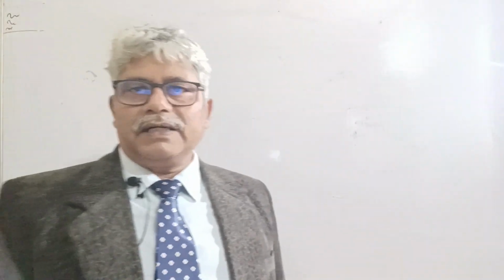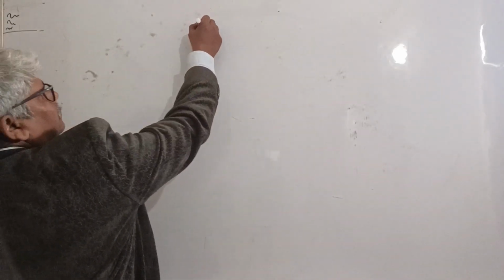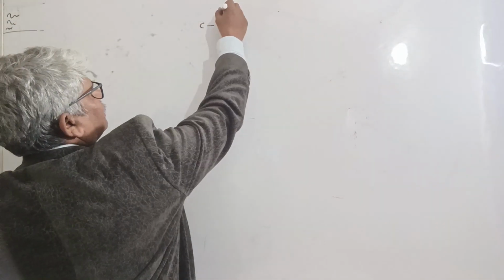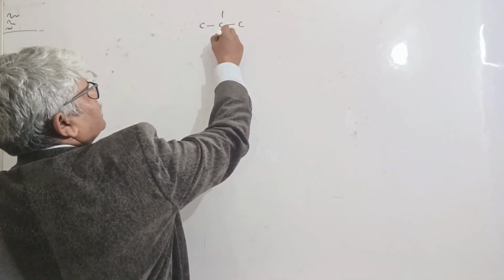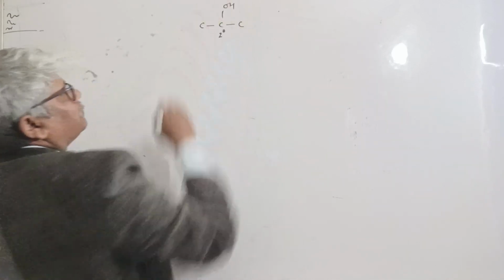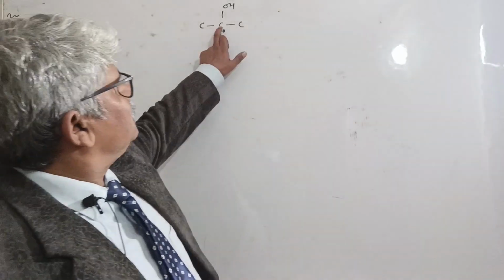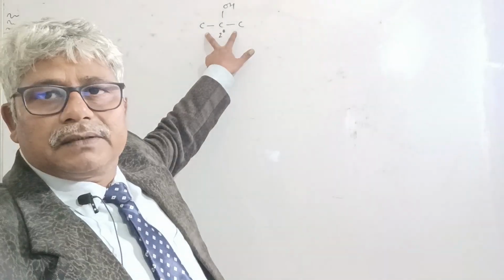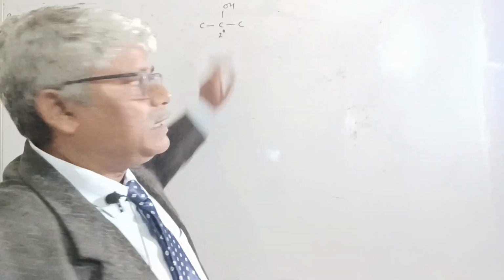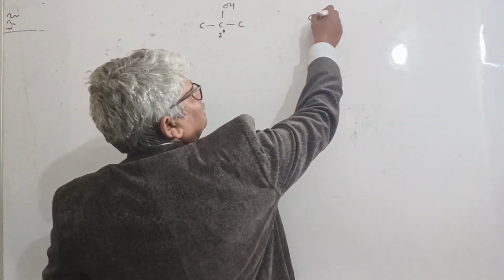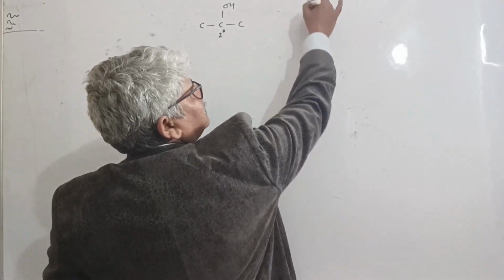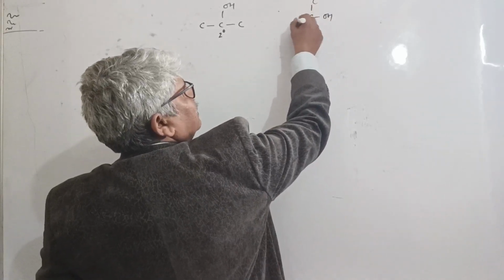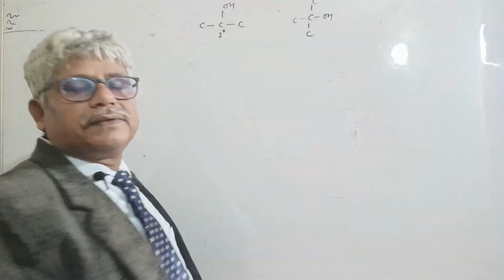Secondary carbons are those which have two more carbons attached to the carbon having the functional group. Let us see. This is a secondary carbon. The carbon to which OH, that is the functional group, is attached has two more carbons attached. This is a secondary carbon. And a carbon to which the functional group is attached having three more carbons is called a tertiary carbon.